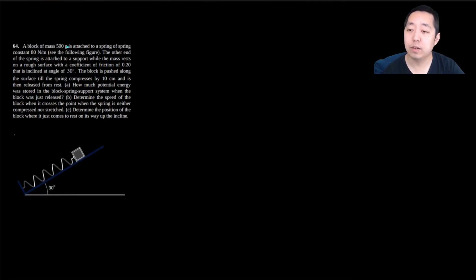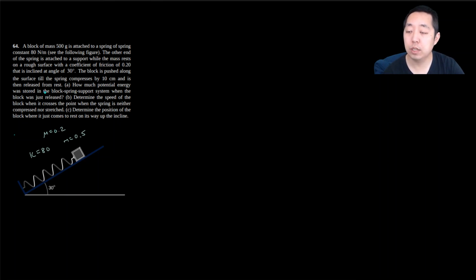64. A block of 500 grams is attached to a spring with a constant of 80 newtons per meter. So k equals 80, m is equal to 0.5 kilograms. The other end of the spring is attached to a support with mass. The mass rests on a rough surface with a coefficient of friction of 0.2. So mu is equal to 0.2.